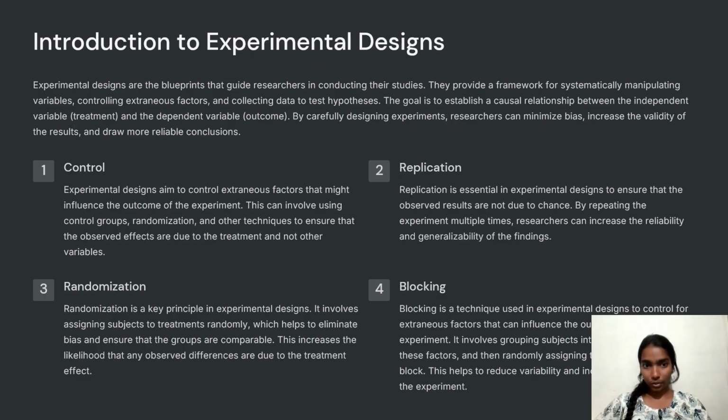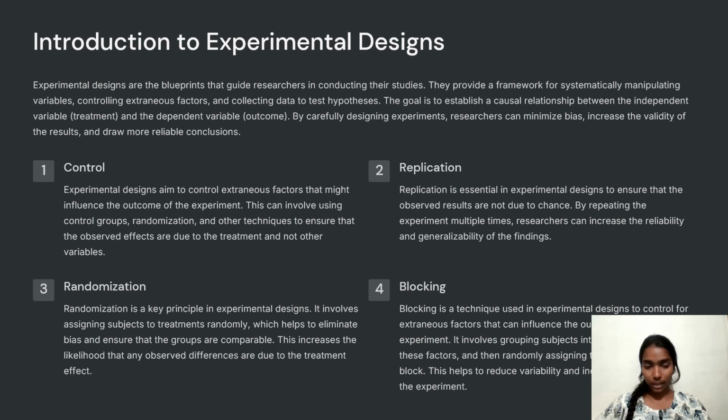Now we'll see the introduction to experimental designs. Experimental designs are the blueprints that guide researchers in conducting their studies. They provide a framework for systematically manipulating variables, controlling extraneous factors, and collecting data to test hypotheses. The goal is to establish a causal relationship between the independent variable and the dependent variable. By carefully designing experiments, researchers can minimize bias, increase the validity of the results, and draw more reliable conclusions.